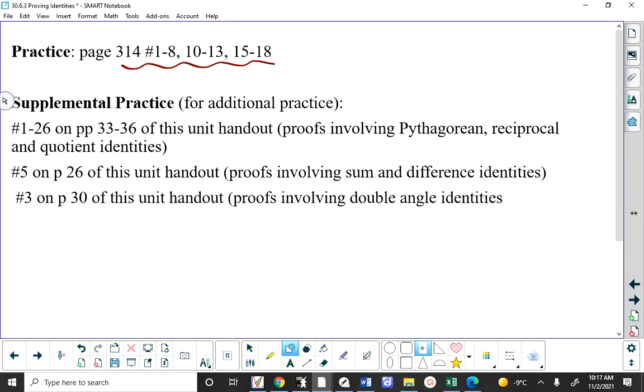Now, on page 26, there's an extra section on sum and difference identities that some of the problems were suggested. Some of them are proving things using sum and difference. So if you want specific proofs in those areas, page 26. On page 30, there's specific proofs involving double angle identities. The answers to the textbook are almost non-existent. I mean, they'll kind of show you the proof, but the solutions for the extra practice problems are really detailed.